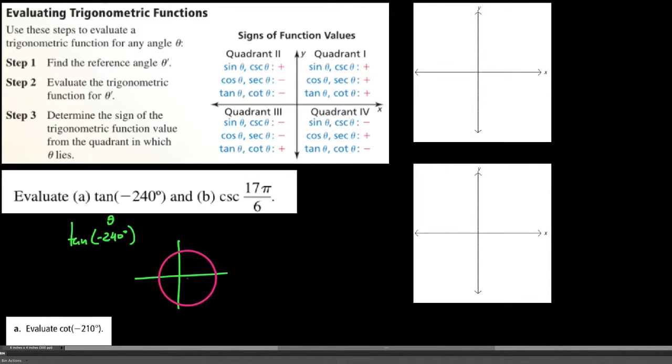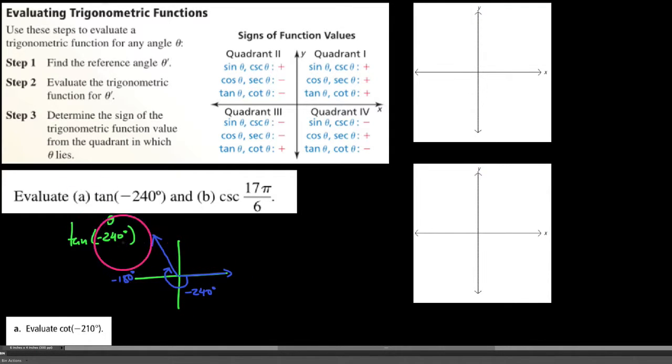Negative 240 would rotate counterclockwise, and I suppose that would have to go negative 180 plus about another 60 degrees to get to a negative 240. So we would say that our negative 240 degree angle in standard position would be this angle right here.